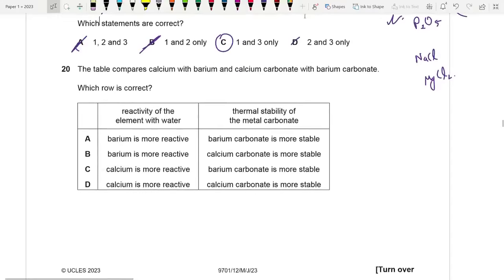The table compares calcium with barium and calcium carbonate with barium carbonate, which is correct. Thermal stability. As you go down the group, thermal stability increases. So barium carbonate is more stable. Next, reactivity with water. As you go down the group, the size increases. The valence electron is further away, so it is more easily lost. As a result, barium is also more reactive. Okay.